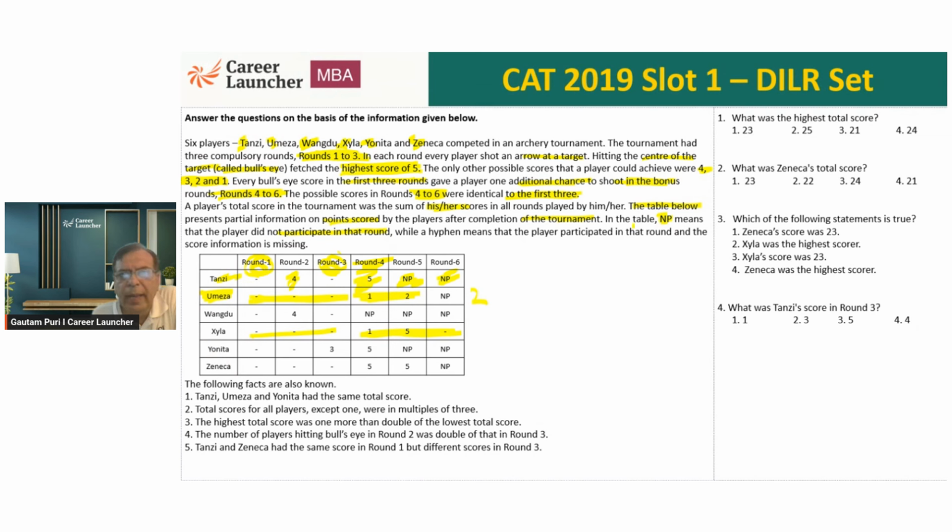Okay. So NP means player did not participate in the round, while a hyphen means player participated in the round and the score information is missing. Okay, understood, there's not much more to understand. Okay, what we have understood, 6 players, first 3 rounds are compulsory.